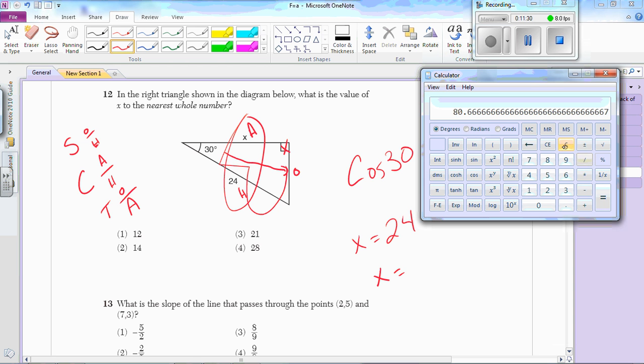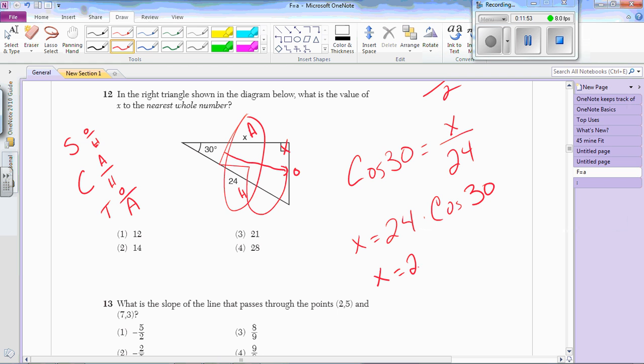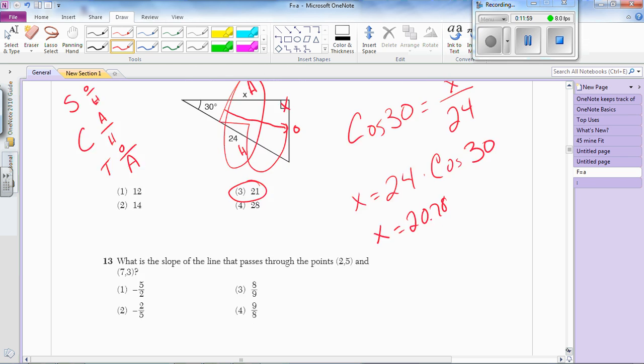Don't mind me, this is a crazy way to do the calculator. It's 24 times cosine 30. Notice up here, it's right, 20 times cosine. I don't know why they use cosine D, whatever. The answer is 20.78, I think it said, so that's 21. Two more, guys, two more, almost there.